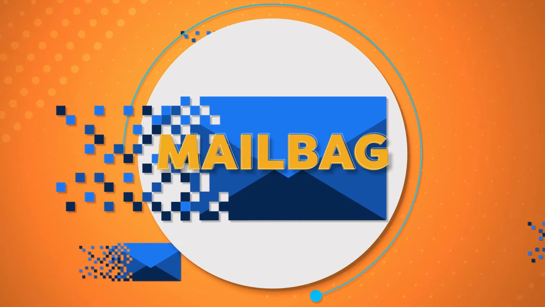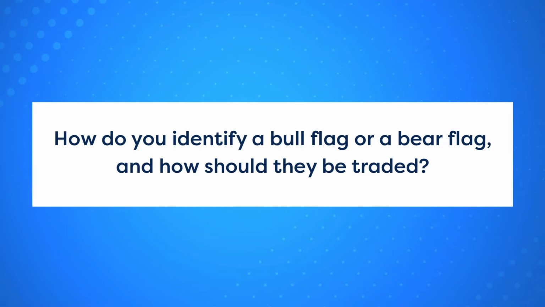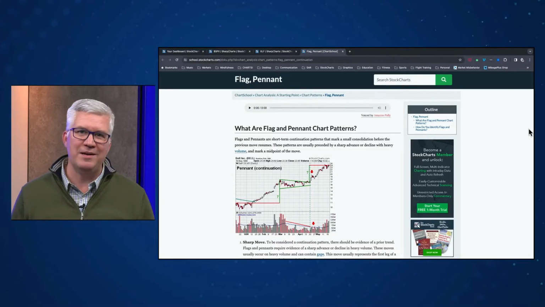Let's get right to question number one. Dave, how do you identify a bull flag or a bear flag, and how should they be traded? You know, we talk randomly about a lot of different price patterns. I often refer to cup and handle patterns, head and shoulders top patterns, inverted head and shoulders bottoms, and then things like triangle patterns and flag patterns and pennants and all those other ones.